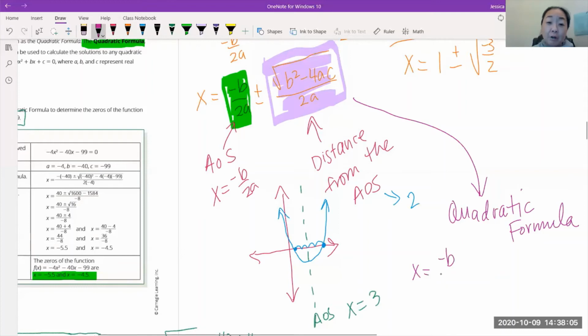So x equals negative b plus or minus the square root of b squared minus 4ac, all over 2a.